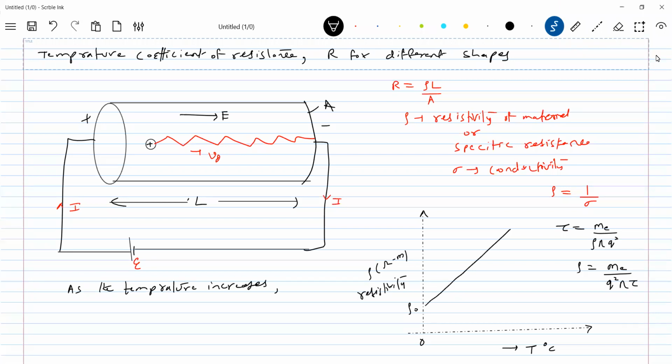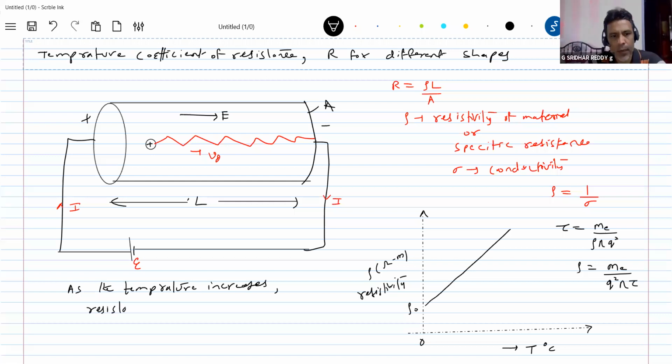As the temperature increases, resistance of conductor increases. What do you mean by resistance? Shall I say that more collisions will occur? Why do that more collisions?